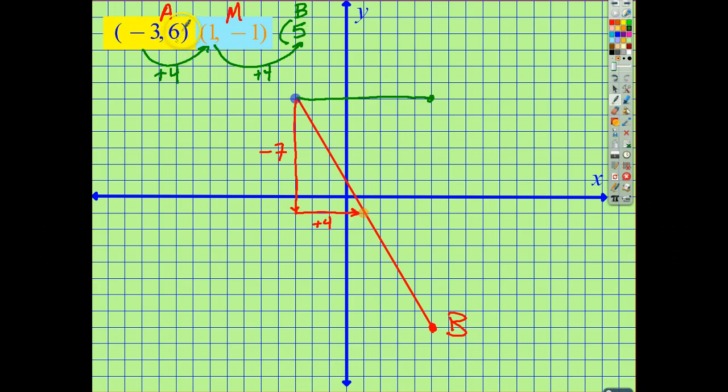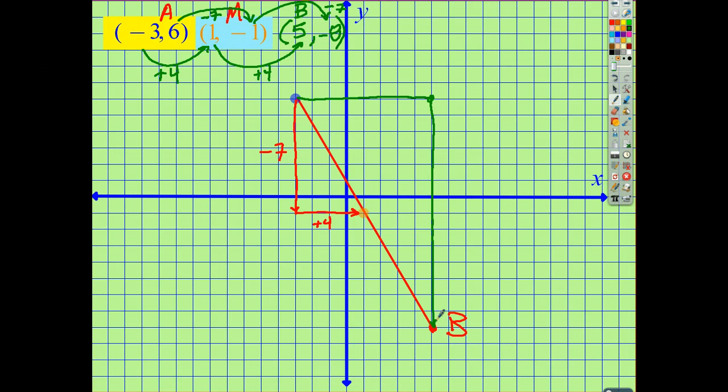And then from 3 to -1, that takes us down 7. So then we'll go down 7 again. So -1 down 7, that'll be -8. And let's see if that's exactly where we are. 1, 2, 3, 4, 5, 1, 2, 3, 4, 5, 6, 7, 8. Looks good to me. Okay, so then let's go ahead and find this distance.